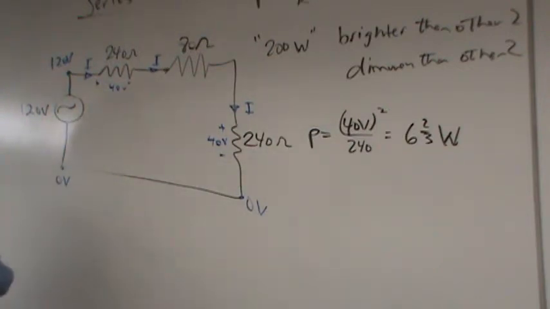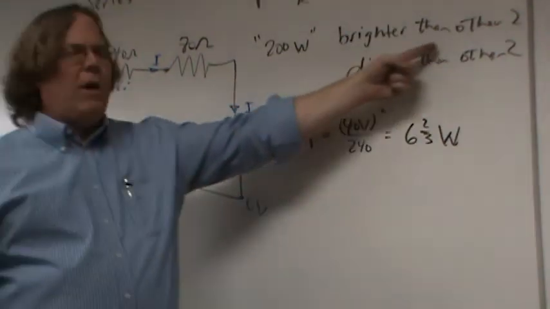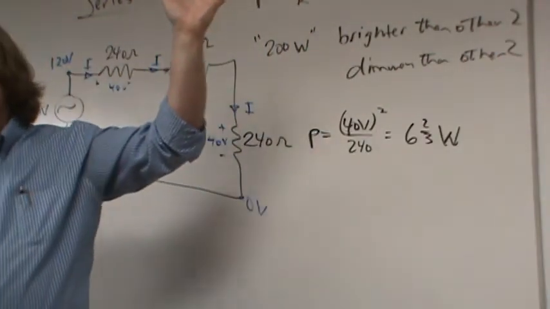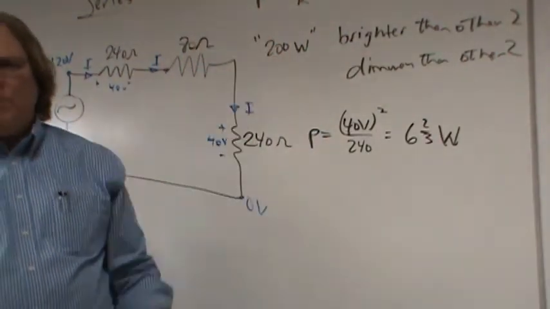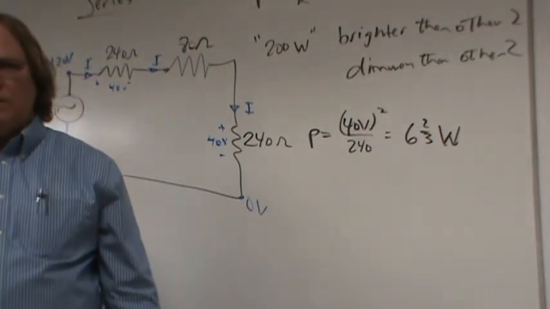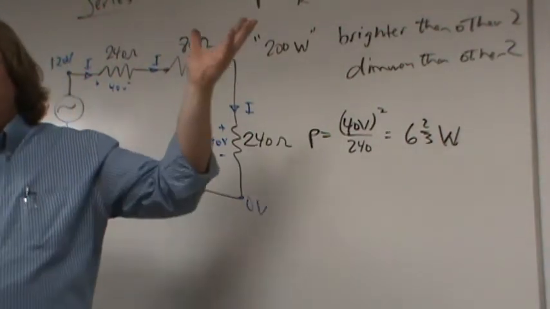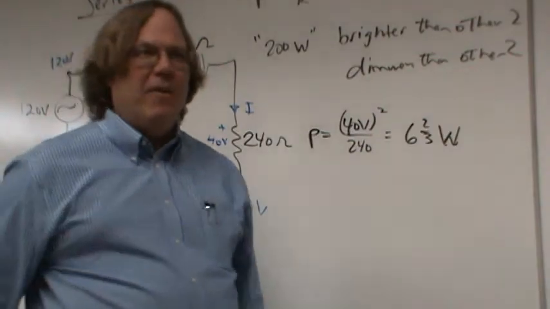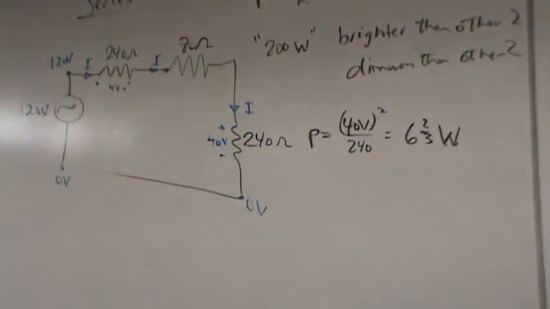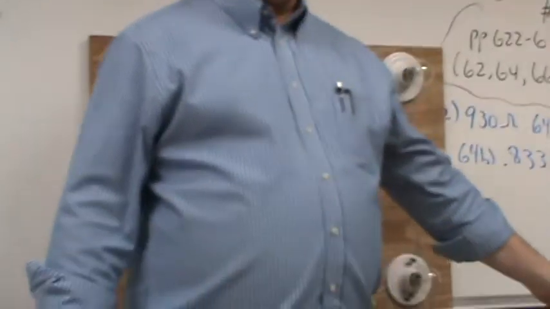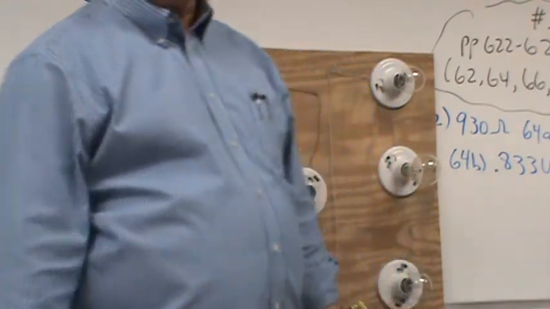Okay, you ready to vote? How many people here say that the 200-watt bulb is going to be brighter than the other two? Okay, a couple of you. How many people say it's going to be dimmer than the other two? Okay, how many people have no opinion? Well, hey, let's find out. You ready? 1, 2. Well, Sean, why did you say brighter?